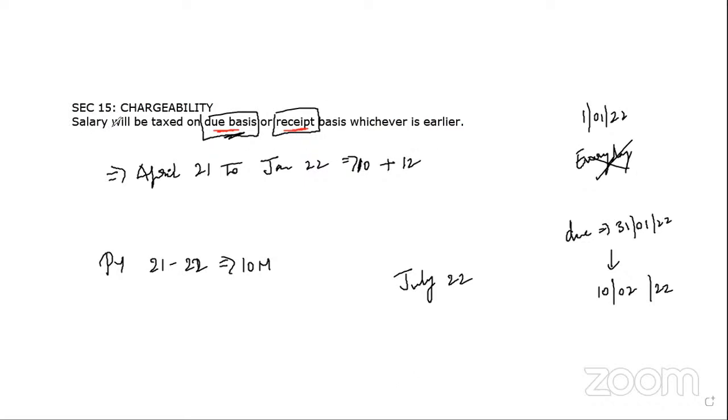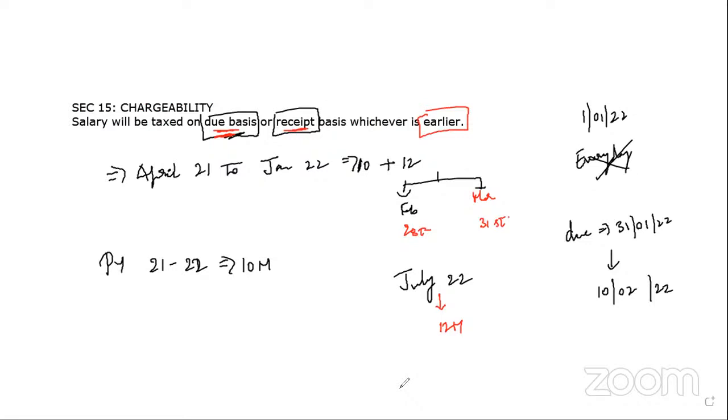Look at this concept. A salary will be taxed on due basis or receipt basis, whichever is earlier. February month's salary is due on 28th itself. March month's salary is due on 31st itself. We are in July 2022. It is already due, even though it is not received. Due or receipt, whichever is earlier. That's why, 10 months' salary plus February and March, you're going to offer 12 months' salary while filing your returns in July 2022.